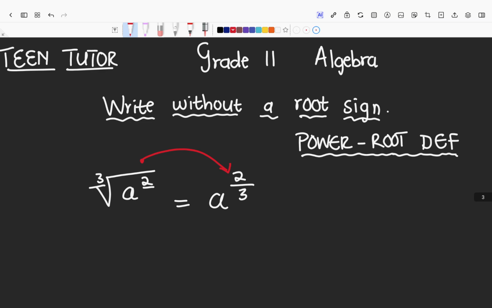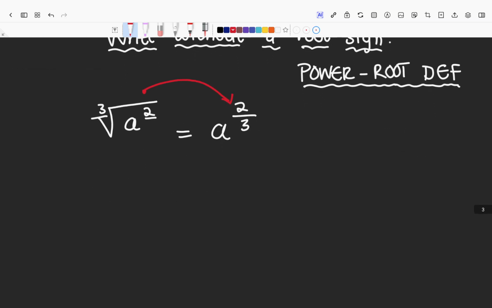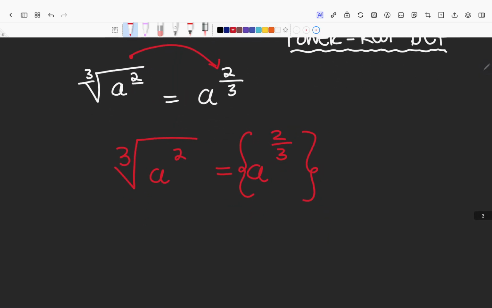Let me just copy it again. This is the cube root of a squared, and it is equal to a exponent 2 over 3. So why am I saying that it is equal to this? Let's do it together. You take your base, which is a, and you copy it. Then you take its exponent, which is 2, and copy it. You copy the exponent, you're done.